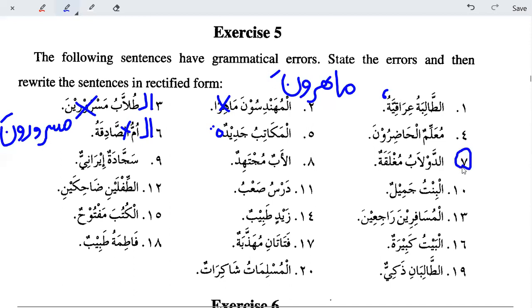Abdullah. The word dulab is masculine. It does not have any feminine sign in it. So we need a masculine khabar here. It is a singular word. So when singular masculine, mughlaqun. Ad-dulab mughlaqun. Next.